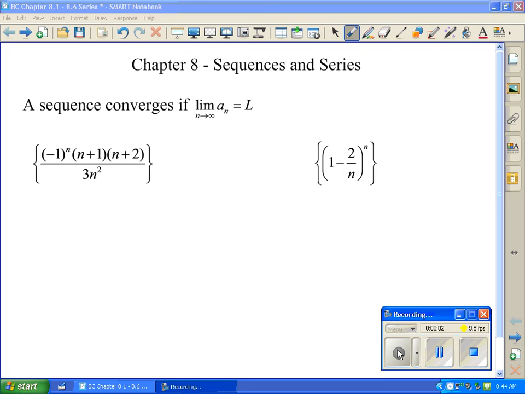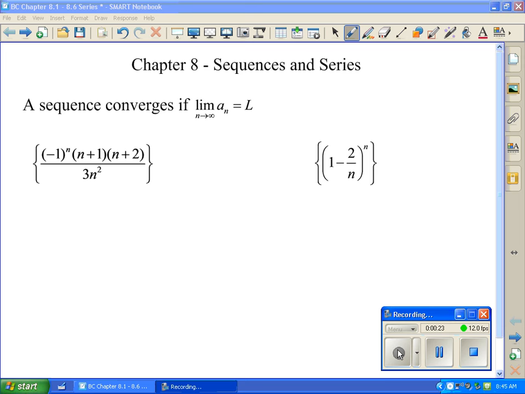Chapter 8 is going to be split up into two sections. As you've seen so far, we've talked about sequences and series and how to prove if they converge or diverge. I'm going to start with a sequence. A sequence converges if the limit as n approaches infinity of a sub n is equal to L. So I have an example of two sequences here that I'm going to determine if they converge or not.